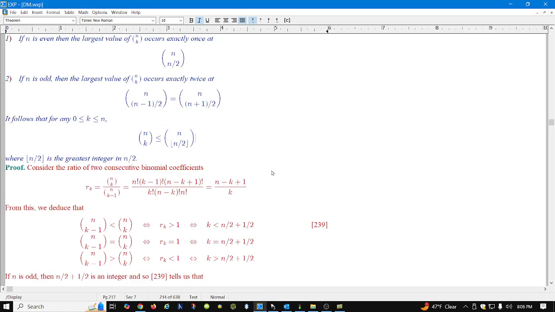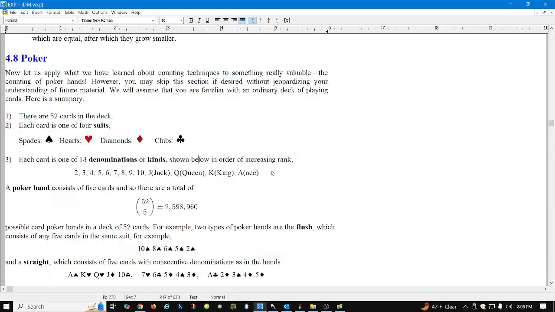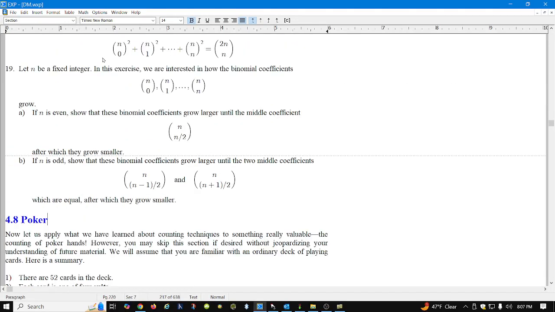Well, that concludes this section, but since the next section is quite small, I thought we would do that in this video. And this section is entitled Poker. So what I want to do is apply what we have been discussing about counting techniques to something really valuable, and that is the counting of poker hands. If you don't know how to play poker, it's not a problem. You can still follow the discussion. But if you're not interested, you can skip the rest of this video and it won't prejudice the remainder of the course.